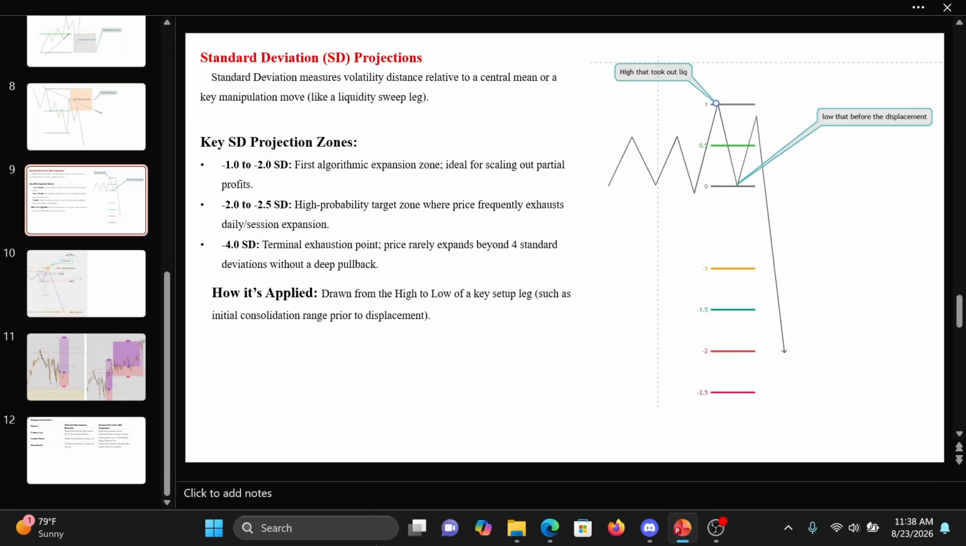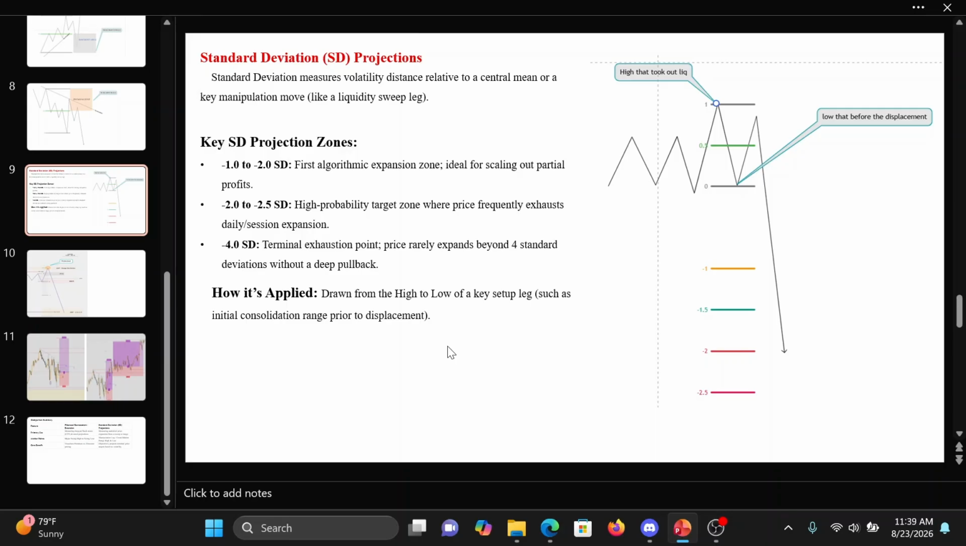Let's look at standard deviation projections. They are saying standard deviation measures volatility distance relative to a central mean or a key manipulation move, like a liquidity sweep of the leg. So now, most people when they are trading, they ask, where am I going to take my TP from? Where will this price expand to? Some people don't know.